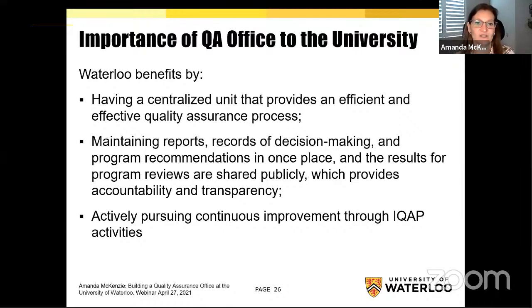This work is sometimes not always warmly embraced because it is seen as an extra layer that people have to do. So it's important to make sure that they understand why it's important that we're doing it, and the outcomes and values that they'll get from participating in the process.